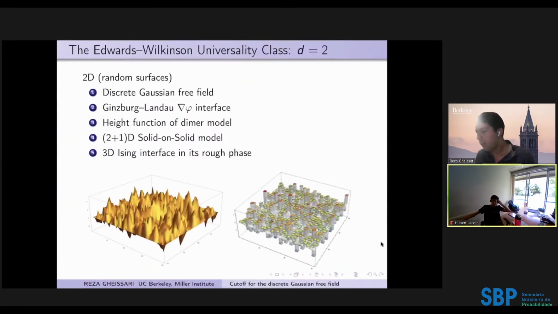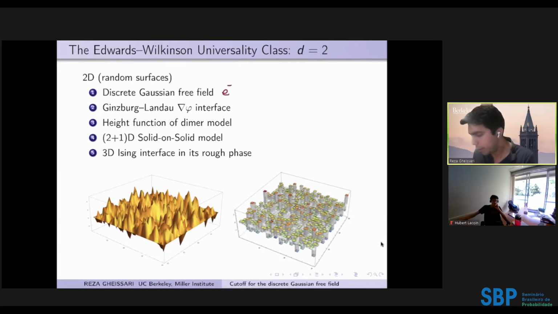Okay, so in dimension 2, the kinds of random surfaces one thinks about. I think the most canonical random surface in dimension 2 is the discrete Gaussian free field. A generalization of that is this grad phi interface, where whereas the discrete Gaussian free field had e to the minus this kind of penalty, like a 2 norm, the grad phi interface has a penalty of the form maybe e to the minus some convex function of this.